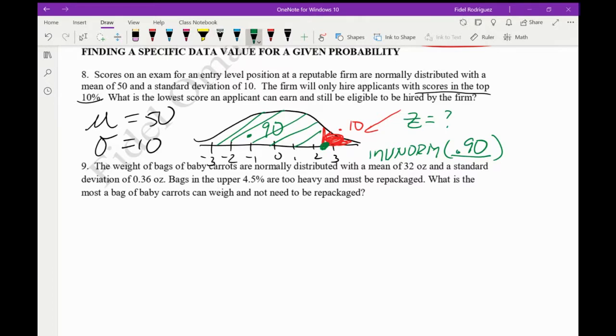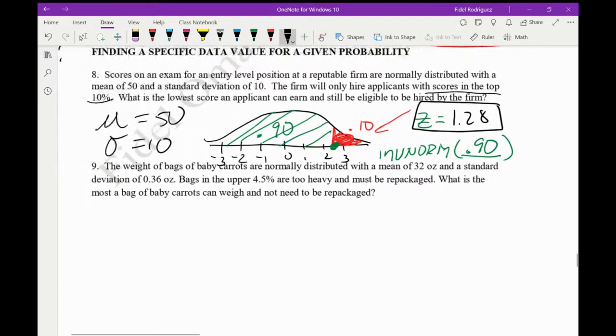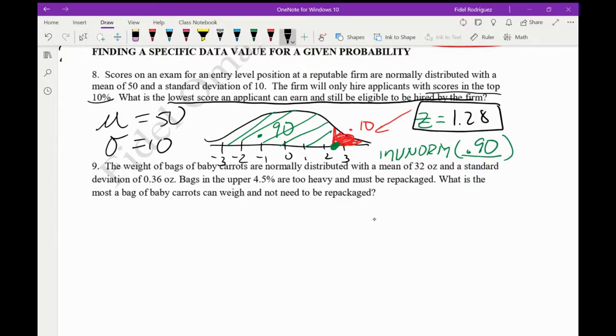Let me do that real quick: second bars, inverse norm, 0.90, and I'm coming up with 1.28. So that's telling me that my z value here, I'll just write it right here, is 1.28.